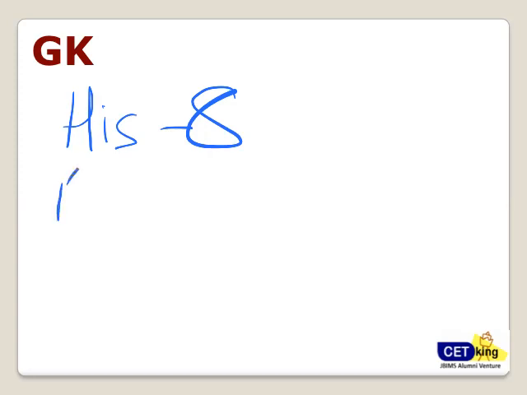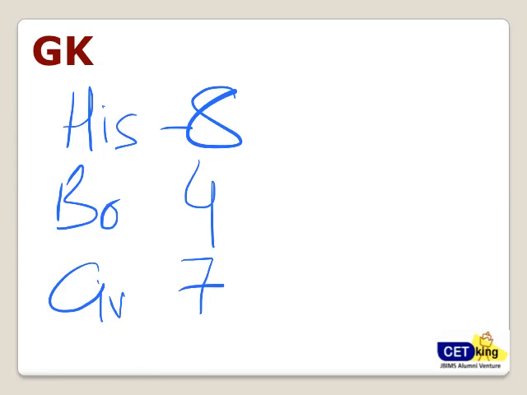Third section was GK. You can expect a lot of questions on history. In fact, the most important area is history. Around 8 questions are history. Whether it's the replica of Taj Mahal, World War II, political parties, all those kinds of questions. Books and authors, 4 questions. Civics, 7 questions. By civics we mean fundamental rights, so all those constitutional rules and everything.